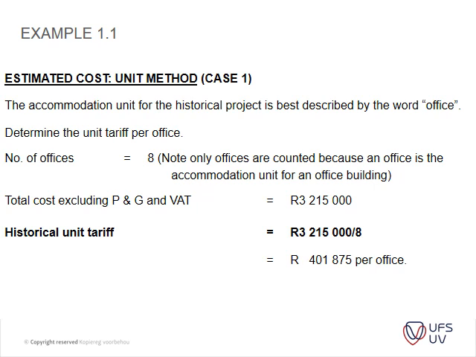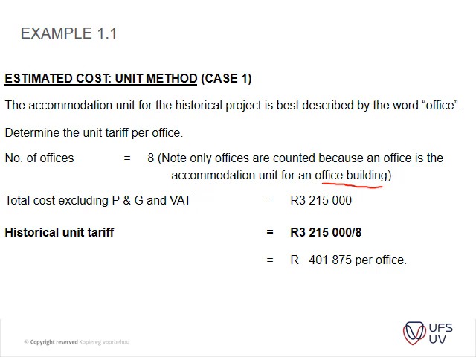Okay, so to determine a unit tariff per office, we basically count how many offices there are. So 8 offices. Note, only offices are counted because an office is the accommodation unit for an office building. So the tea rooms, the toilet facilities and all of that is excluded, so just mind that.